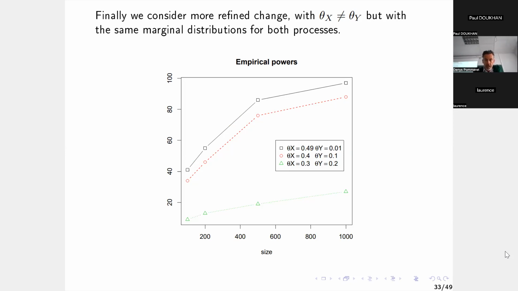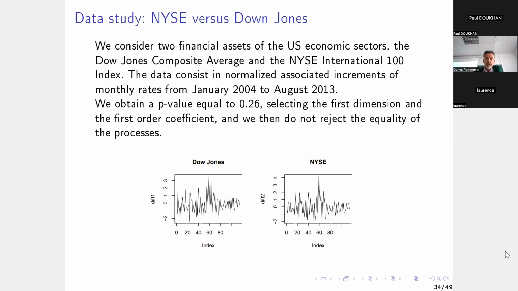Finally, these are two applications. One is for financial assets, with the Dow Jones and the New York Stock Exchange. What is interesting is that it's very easy to apply, and you can compare the distributions. The conclusion here is that you have a large p-value, so you do not reject the equality of the two processes.